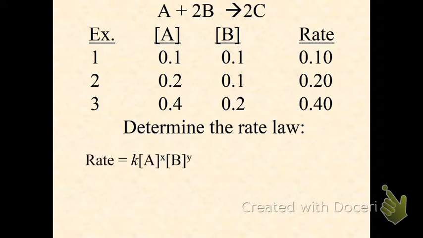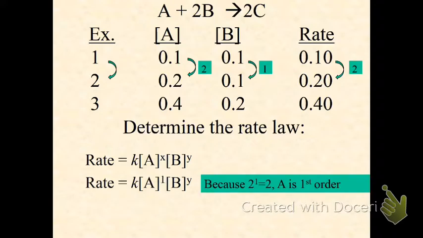Okay, so here we have what we think it's going to be. We go from experiment 1 to 2. That one stayed the same. That doubled, so we have what order? First order, okay? Because 2 to the 1 is equal to 2, so A is first order. What about for B? B doubles too. And what happened to the rate?